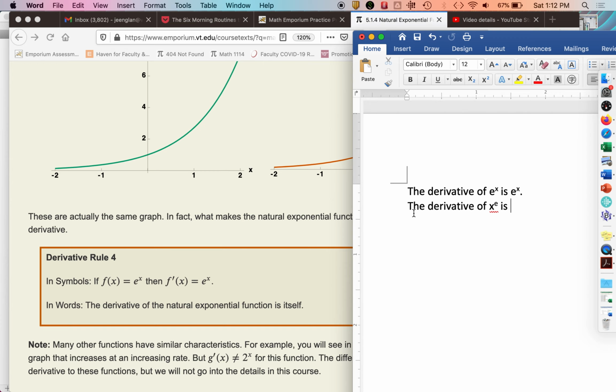Now this problem also asks us about the derivative of x to the e. That was in one of our statements. X to the e is different. That is, the base is a variable, the exponent is a number. E is a number. It's about 2.71-ish. So I don't want to use the same kind of derivative formula for x to the e as I did for e to the x.